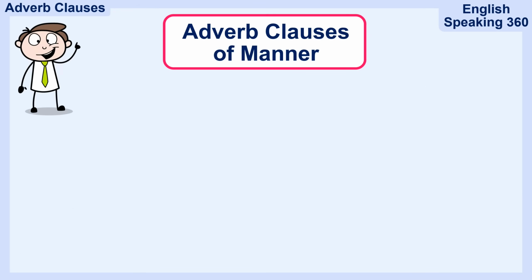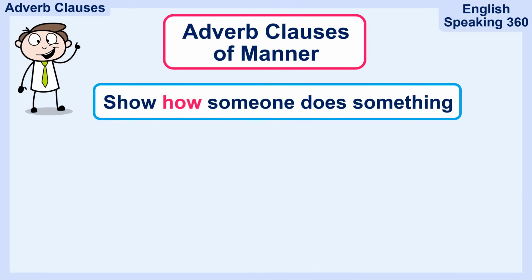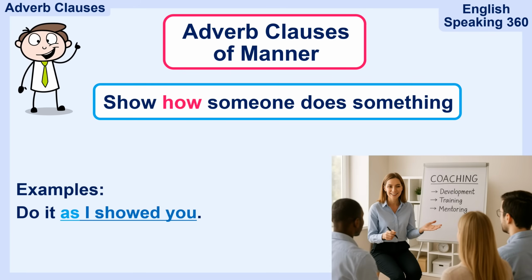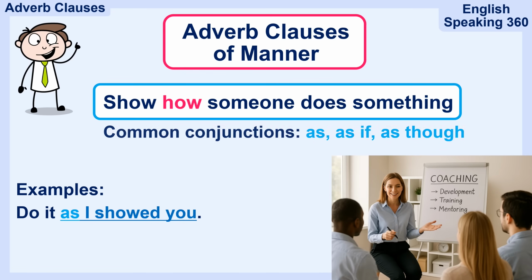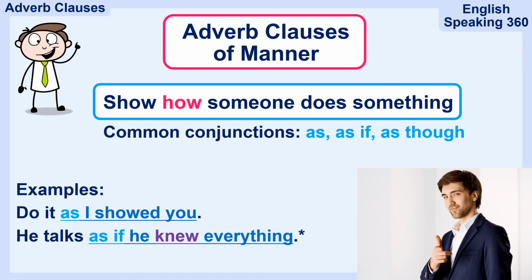Adverb clauses of manner. These clauses show how someone does something. For example, do it as I showed you. Now you go and you do it, but how? As I showed you, just like I showed you in our coaching session. This type of adverb clause doesn't have many conjunctions. We use as if and as though. That's all. He talks as if he knew everything.